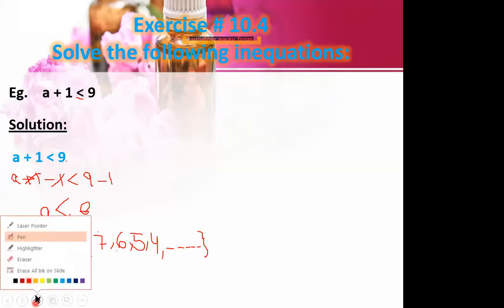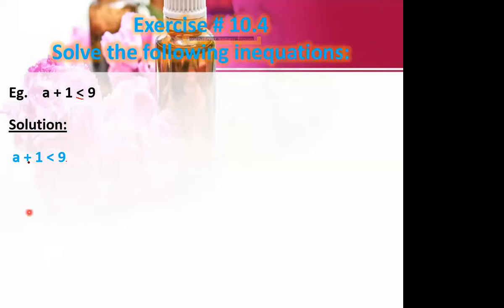Now I'm going to explain again. Here you have plus 1, so you will do minus 1 on both sides. Just like here you have plus 1, you will write minus 1 as well. This plus 1 minus 1 will be cancelled. So what will be left? A is less than 8, which means your solution set is now less than 8.